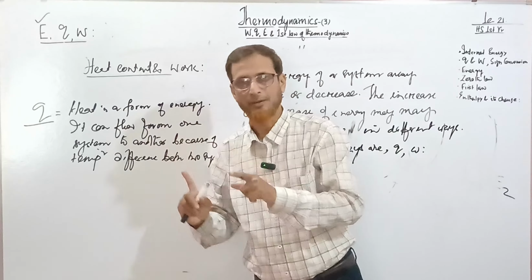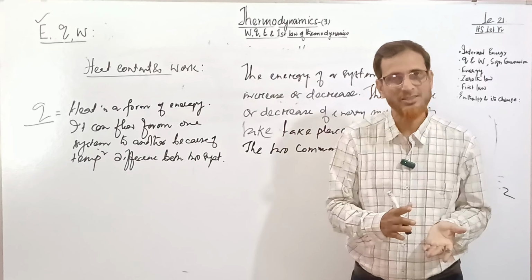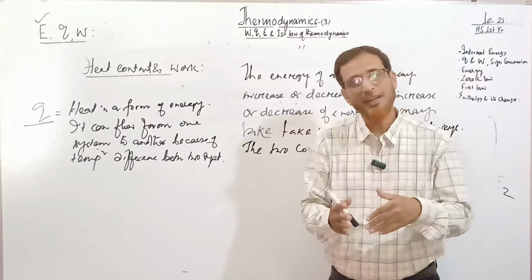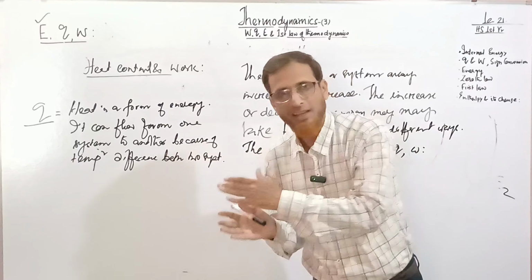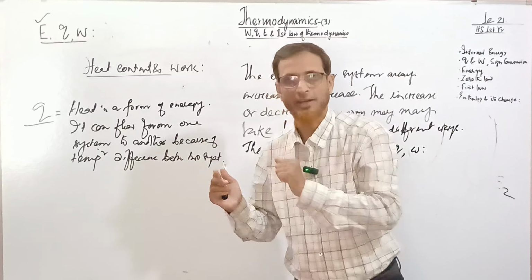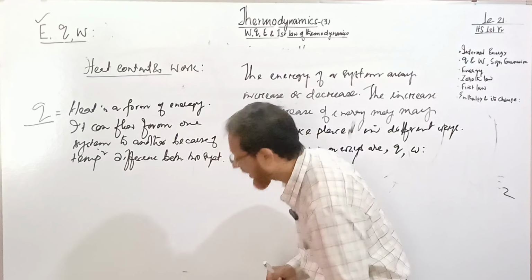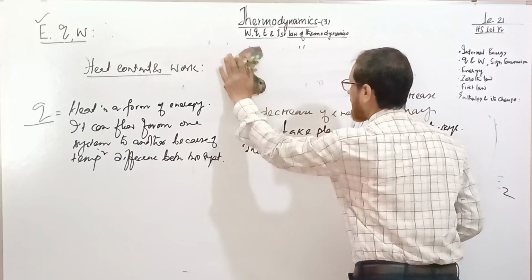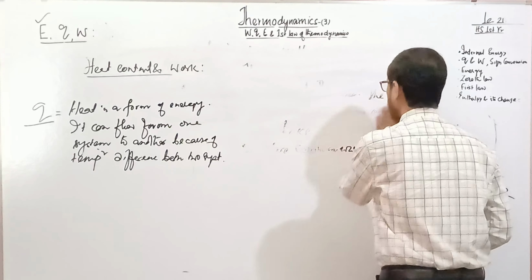This is heat. So what is work? And this is the way, by flowing heat from one system to another because of temperature differences, one system may get higher energy, another system may get lower energy. So heat is a way with the help of which we can increase or decrease the energy of a system. Now how is work another way to increase or decrease the energy of a system?